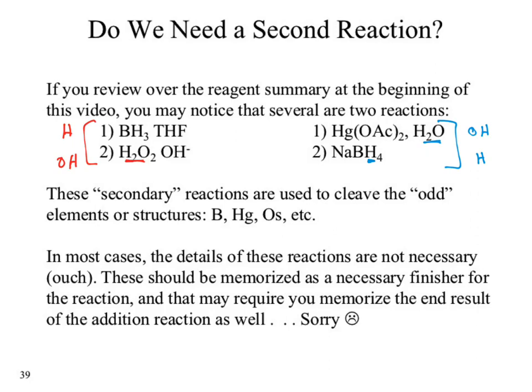Okay? So what's the deal between mercury versus boron? Why are they different? The H that was added in mercury was added as what charge?